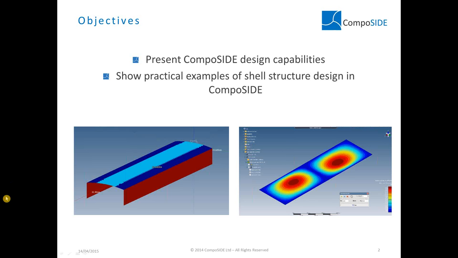We are going to touch on this based on two examples. One will be a little bit more complicated shell buckling example, and then we'll do the full design iteration of a flat panel in CompoSIDE.